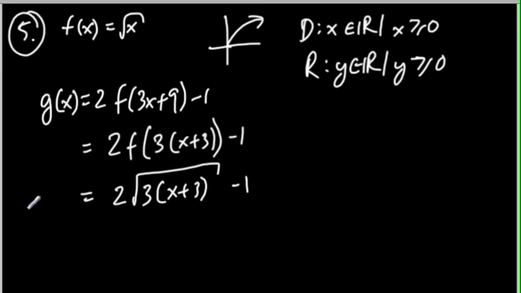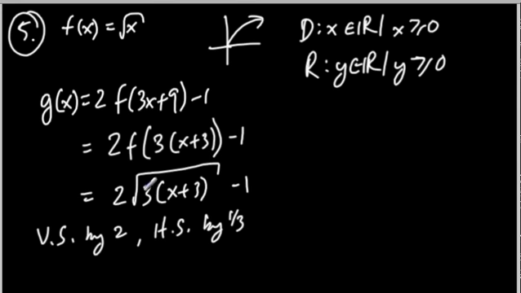And so if we look over here, we don't see any reflections because there's no negative here or negative there. But we definitely see a vertical stretch by 2, and we see a horizontal stretch by 1/3. Don't forget the 1/3, because since it's inside the function, it's 1/3. And because there's a plus there, it's to the left 3, and it's down 1.